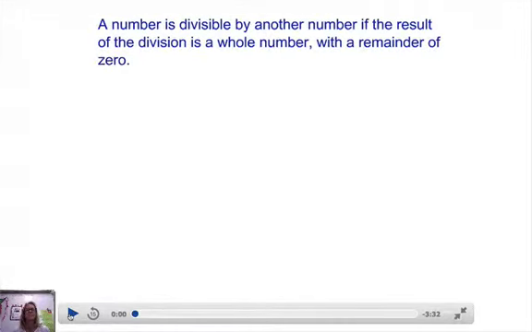So this lesson is on divisibility. We're also going to just go over some basic definitions that we use when we are solving problems that involve division.